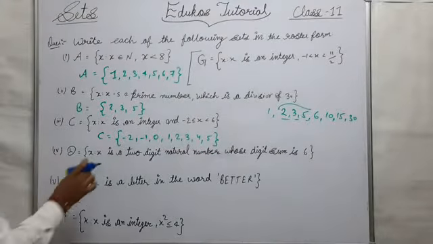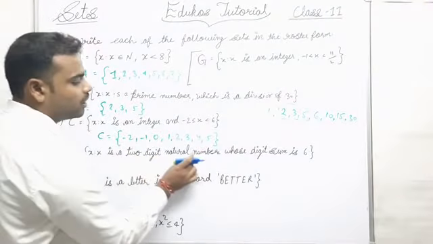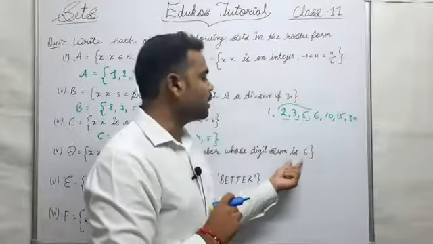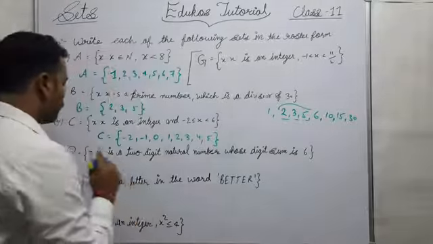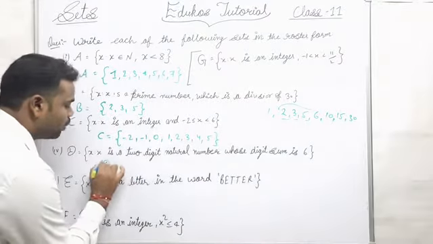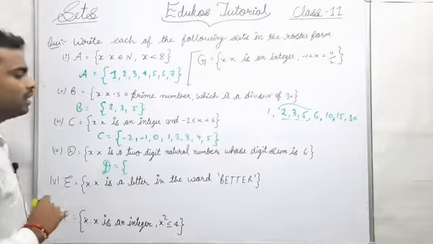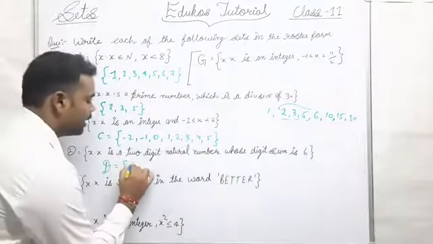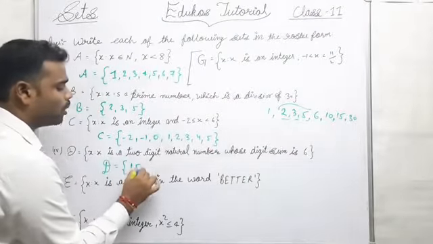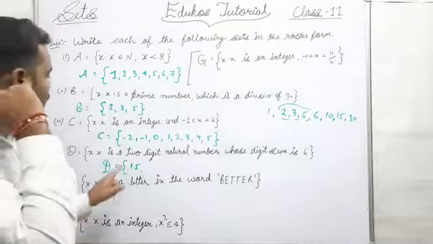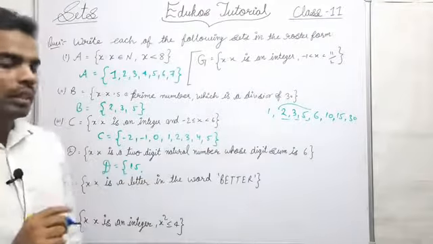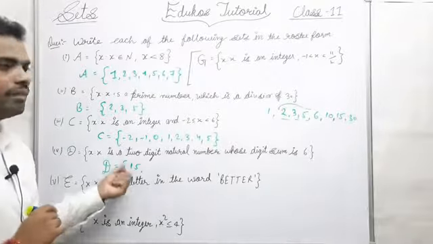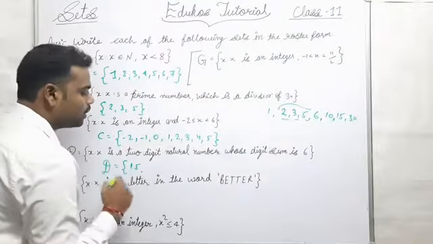Now D, x such that x is a 2-digit natural number whose digit sum is 6. Okay, so we have to write 2-digit natural numbers whose digit sum is 6. Okay, so we can write it as 15, because it belongs to natural numbers, so it will always be a positive quantity. So 15, 1 and 5 we will add, it will give us 6.